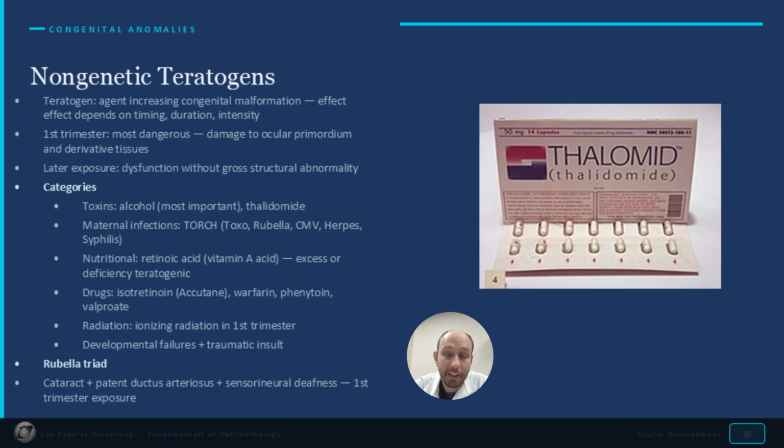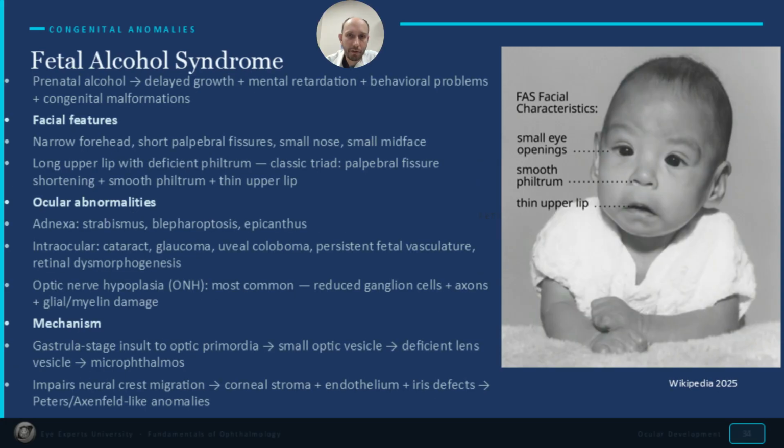Now, the earlier you get exposed to the teratogen, the worse it's going to be, just because you have affected the sequence at an earlier stage. So the butterfly effect from it is going to be bigger. Fetal alcohol syndrome is a very sad and very preventable cause of congenital anomalies. Prenatal exposure of the embryo to alcohol, which is a toxin, causes delayed growth, mental retardation, behavior problems, and some congenital malformations.